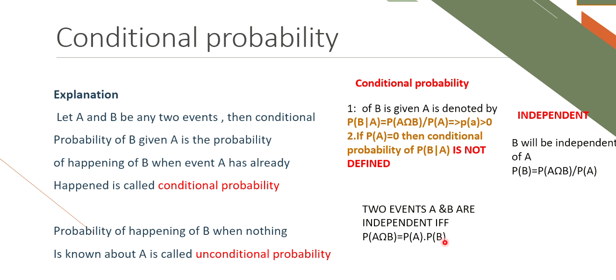This they may ask for 5 marks: explain conditional probability. Then you have to explain the definition and explanation of conditional probability, then the three things we have declared here: 1, 2, 3. You have to explain all three. Now you will get clear when we solve the problem. So let's solve.